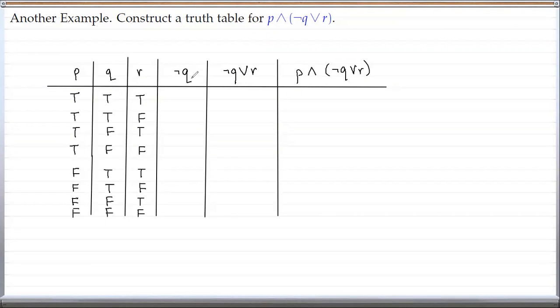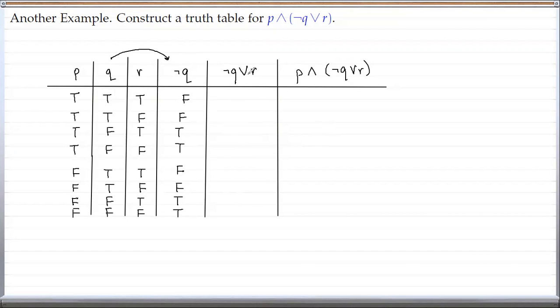Right, so now we are ready to fill out these columns. Not Q, we are just negating this column to get not Q. So negation of true is false. We have false here, false, true, true, false, false, true, true.